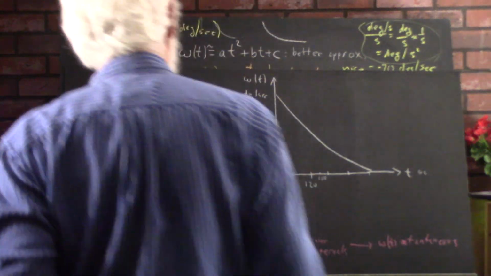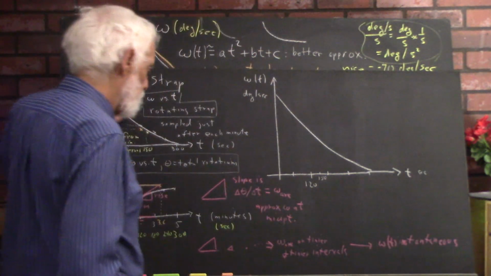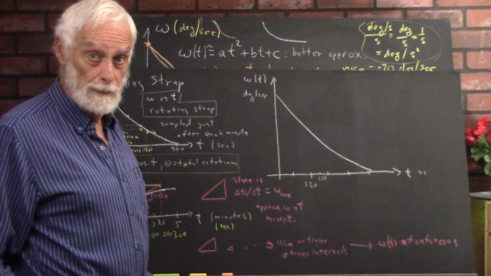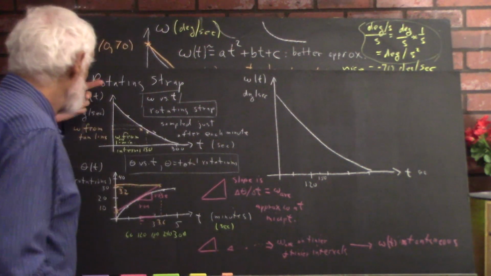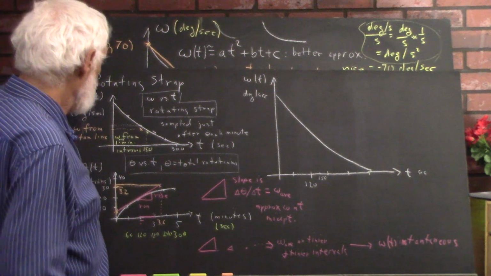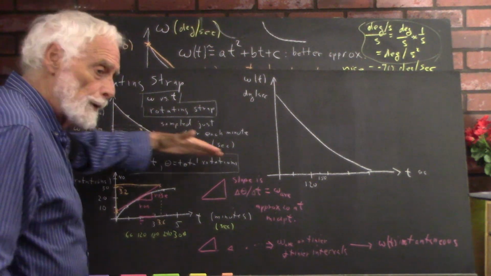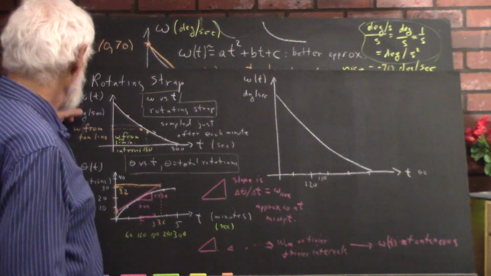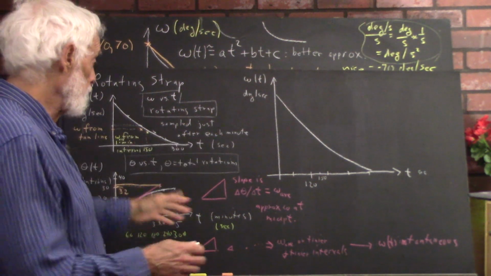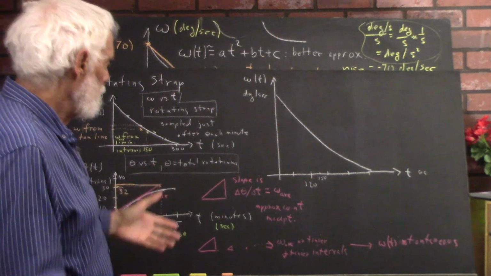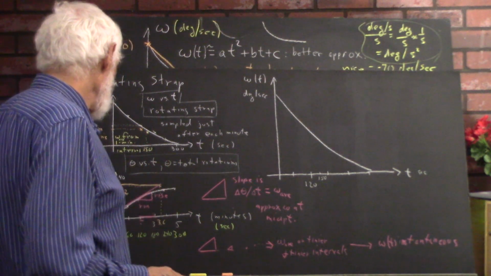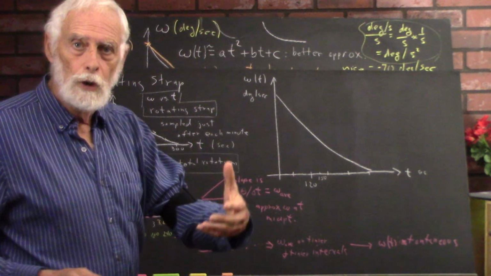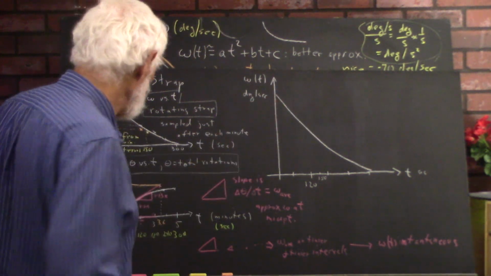This is a quick summary and an extension of what I talked about here for 25 minutes. You got the rotating strap, you got the omega versus t. Pretty much everybody got a pretty good graph of that, and that's for omega in degrees per second, t in seconds. I'm not going to talk about all that. We pretty much understand that, and if you don't, you need to go back and check the original video.